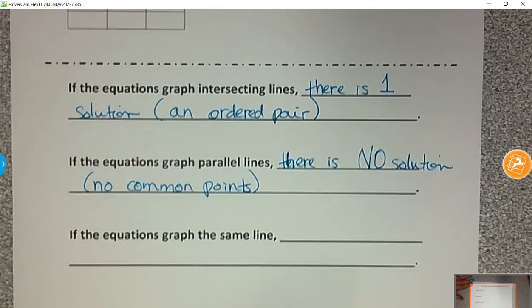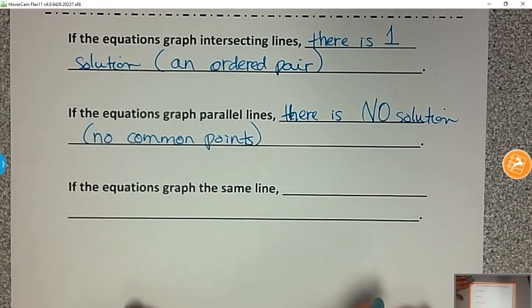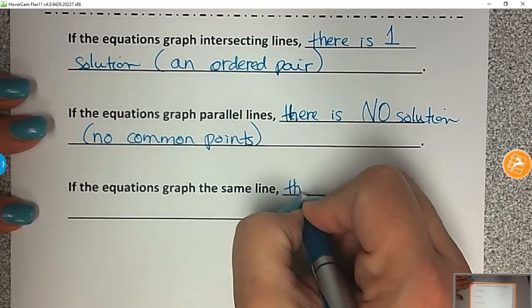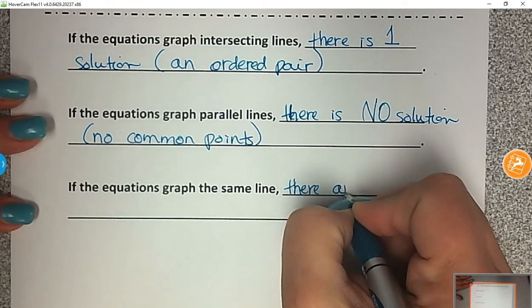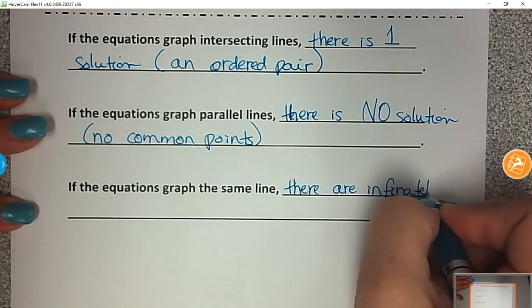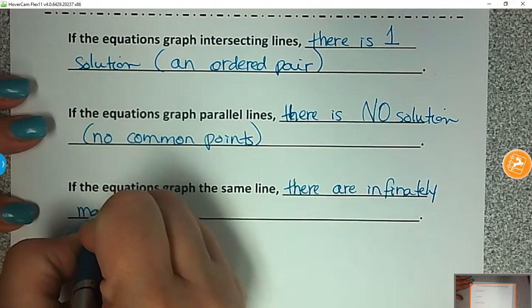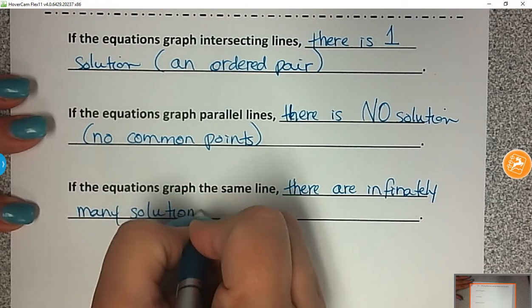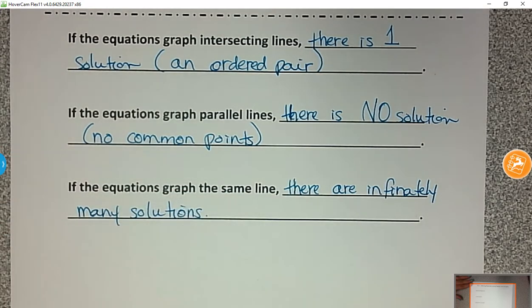Now, if the equations happen to graph the same line, here's the thing. They are going to share each and every point. So there are infinitely many solutions. And we're going to take a look at some pictures of those in just a second here. That's on our next sheet.